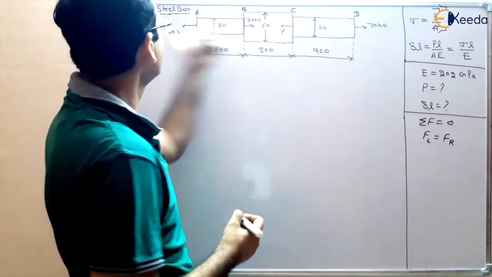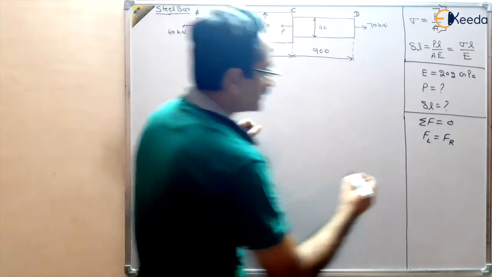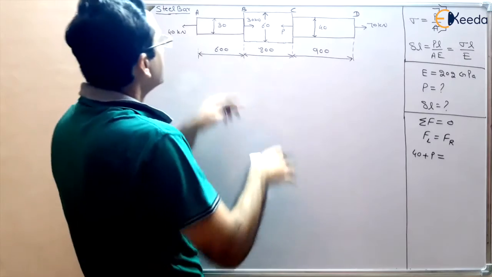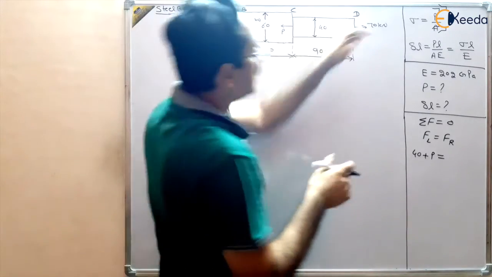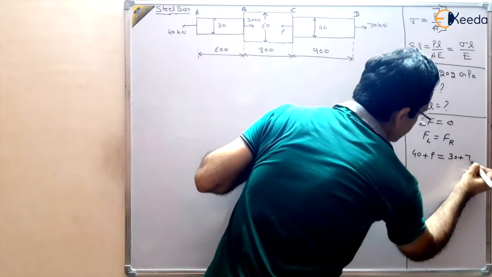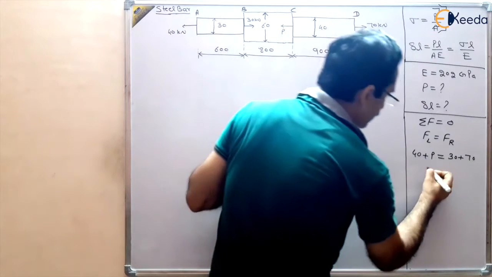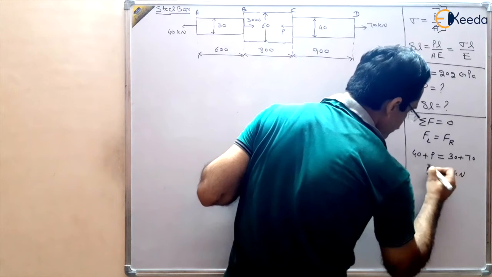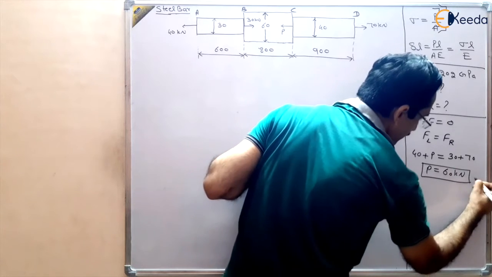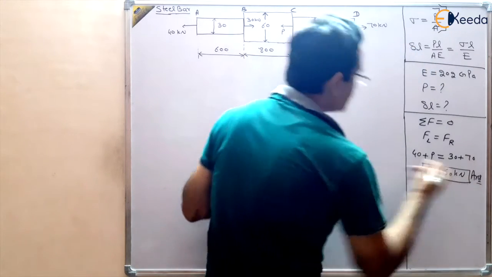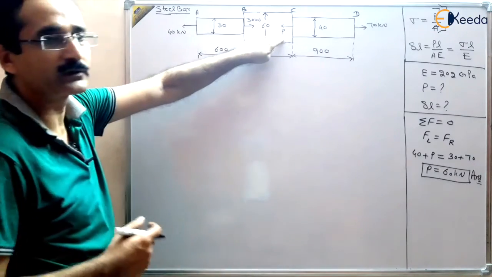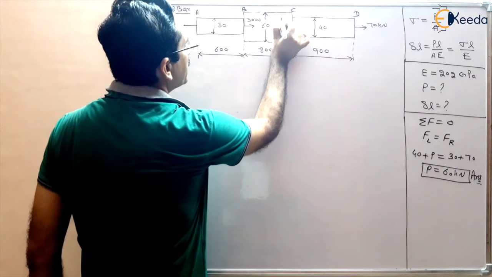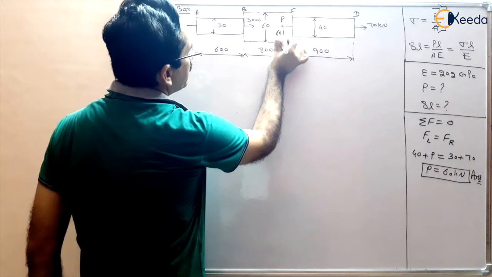So what are the forces in the leftward direction? 40 and P. This is 40 plus P. And what are the forces in the rightward direction? These are 30 and 70. 30 plus 70. So P should be equal to 100 minus 40. This should be 60 kilonewton. So this is our one answer, 60 kilonewton. This force should be equal to 60 kilonewton. So I am writing here this force P, which is now known to us, as 60 kilonewton.